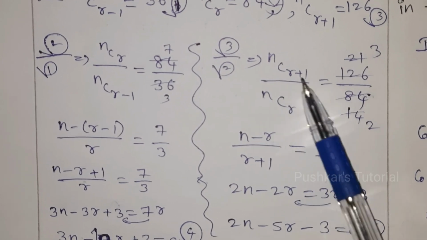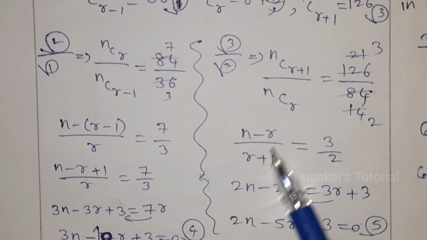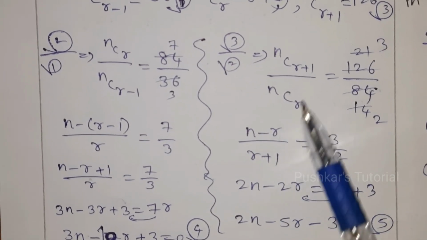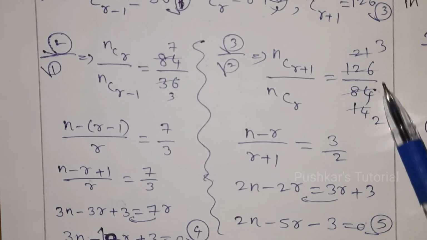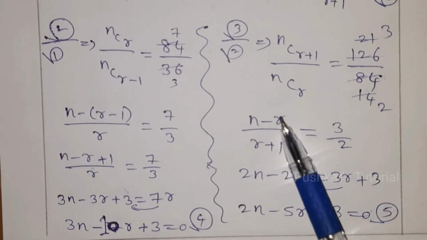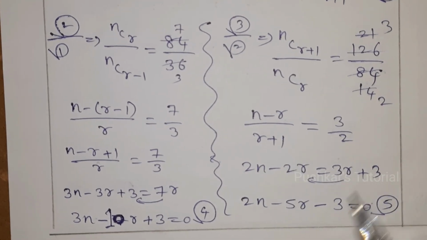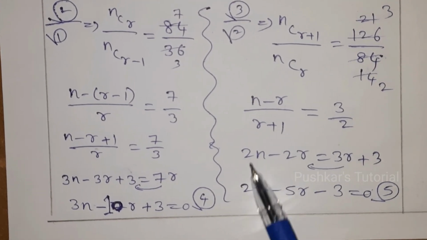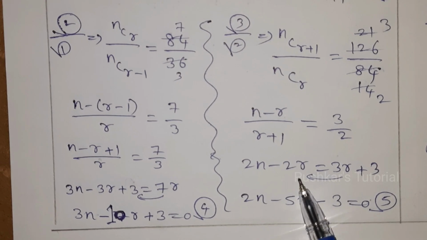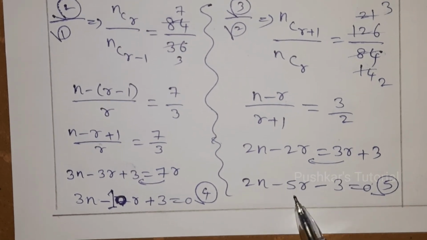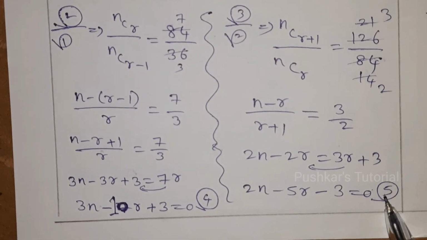The same thing for equation 3 by 2. For n, the same formula, the denominator becomes the numerator and the numerator the denominator. So (n minus r) by (r plus 1). Here cancellation gives 3 by 2. Next, cross multiplication: 2n minus 2r equals 3r plus 3. Taking all terms to the left side: 2n minus 5r minus 3 equals 0.